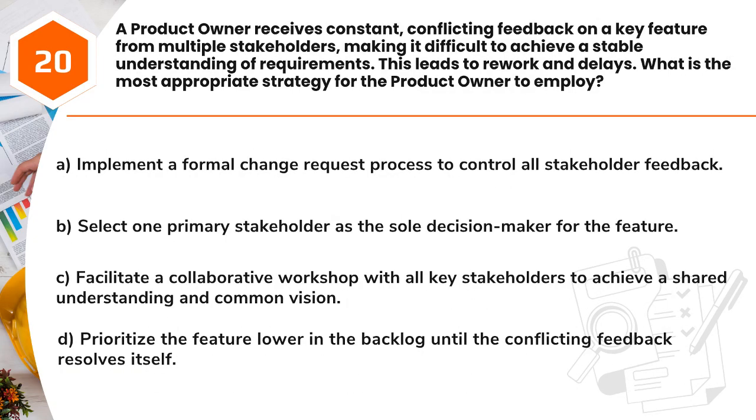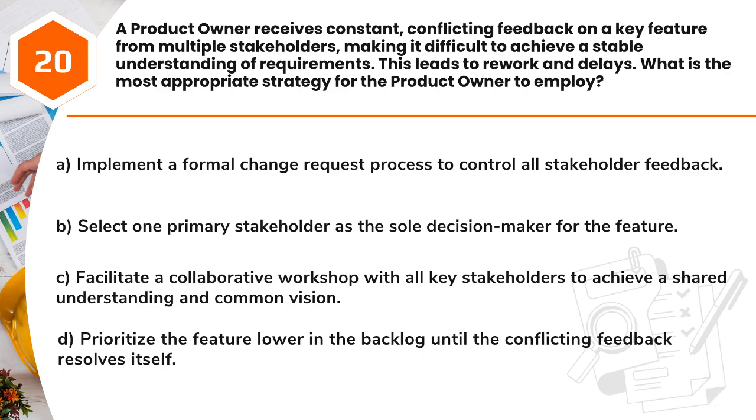Question 20. A product owner receives constant, conflicting feedback on a key feature from multiple stakeholders, making it difficult to achieve a stable understanding of requirements. This leads to rework and delays. What is the most appropriate strategy for the product owner to employ?